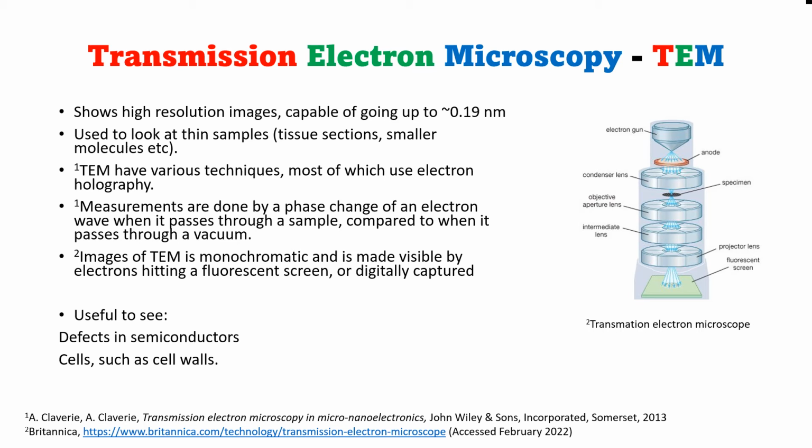Images of TEM are monochromatic, which means they come only in black and white. We make images visible by electrons hitting a fluorescent screen or by digitally capturing them. Here you can see a photo of a TEM. TEMs are useful for looking at thin samples, so we can detect defects in semiconductors, or we can look at cells, such as the cell wall.